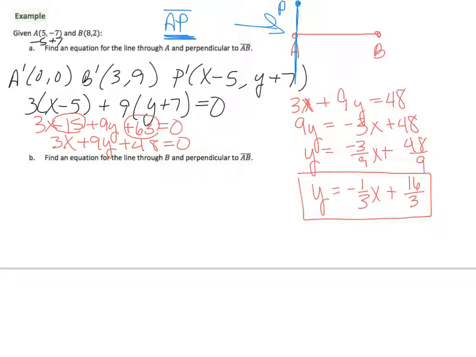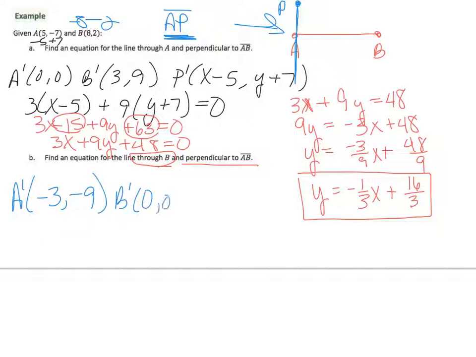Cool? Okay, let's do it again, except I'm going through point B and perpendicular to AB. That means I want B to be at my origin. So let's write in blue. Now I'm going to subtract 8 and subtract 2. A prime is minus 8 and minus 2. B prime is minus 8, minus 2, and P prime is x minus 8, x minus 2. Awesome.